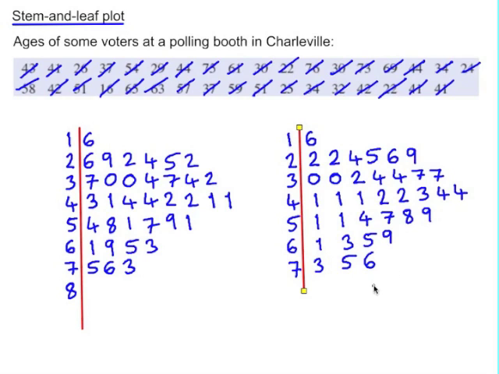One final piece of information that this stem and leaf diagram requires is a key. We can choose any number on the stem and leaf plot. I'll just use this first 16 here. So we write 1 stem 6 equals 16 years old.